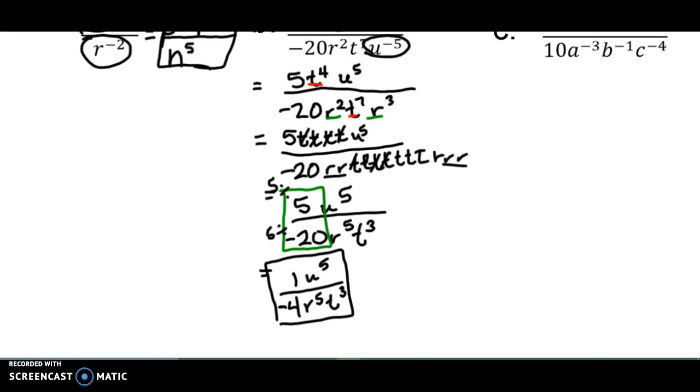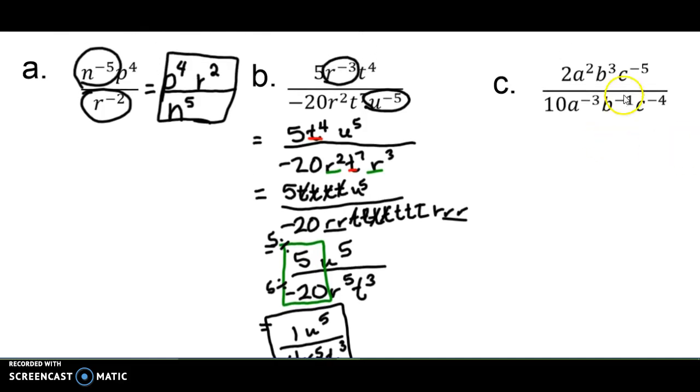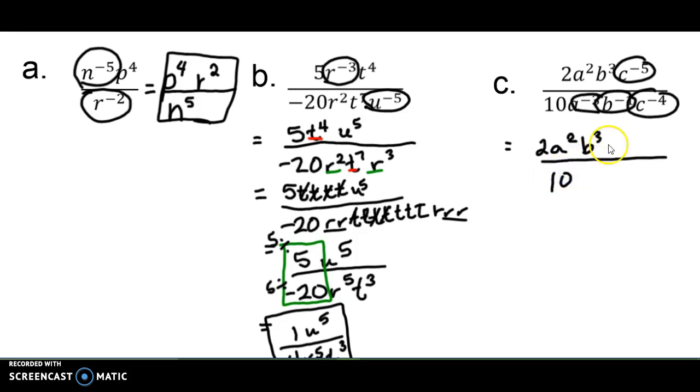All right, let's go on to C. So once again, we're going to start by circling any negative exponents that we see. I have lots in this one. Okay, I'm going to redraw my fraction bar. Anything that was on top not circled stays on top. So 2a squared, b to the 3rd. And in the denominator, it's just going to be the 10 that stays.